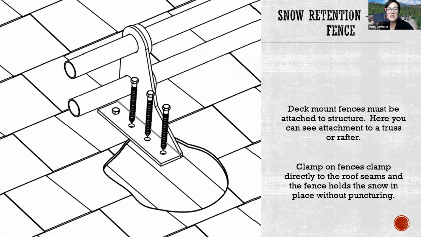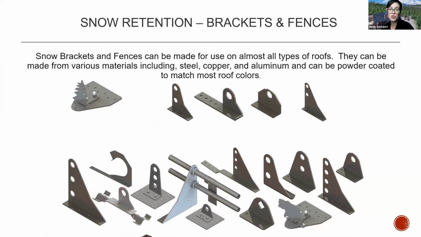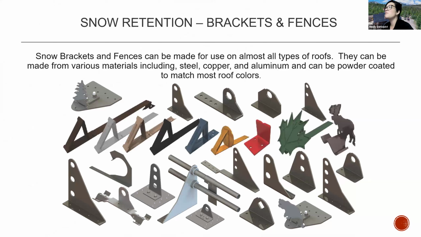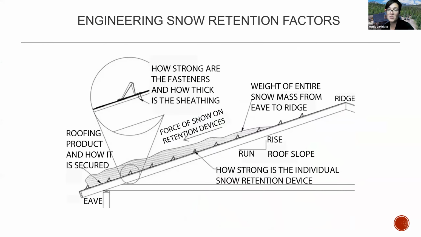Deck mount fences, I mentioned, go into structure. Oftentimes they go in with lag bolts, and always making sure to pre-drill those holes prior to putting anything into your rafters or trusses is very important so you do not split them. Clamp-on fences clamp directly to the roof seam and they do not puncture through. Snow brackets and fences are made for almost all types of roofs and from various materials, including steel, copper, and aluminum. They powder coat to match most roof colors. I believe we have 50 colors of powder coat, so there are all different things that you can utilize there for colors and also shapes, sizes, all of those things as well.